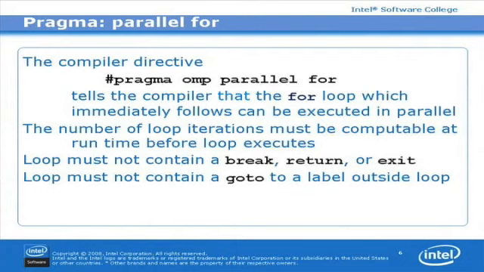The compiler directive, pound Pragma OMP parallel for, instructs the preprocessor to take the following for loop and divide up the iterations and assign those blocks of iterations to different threads. The number of iterations within that loop must be computable at runtime. Loops must not contain a break, a return, or an exit statement. And loops must not contain a goto that has a label outside of the loop. To be valid, the block of statements that are affected by an OpenMP Pragma must have a single entry point and a single exit point.